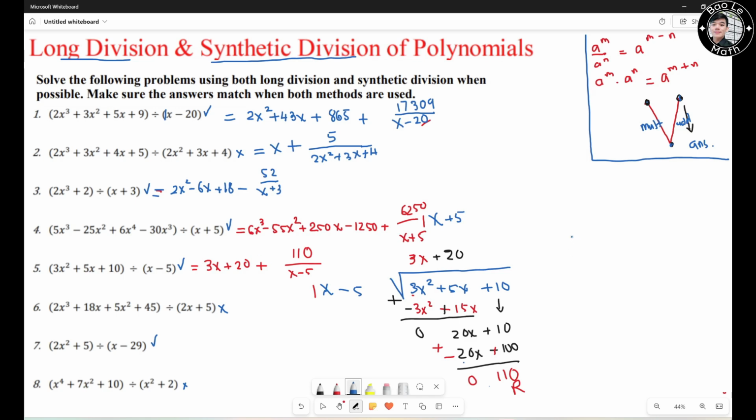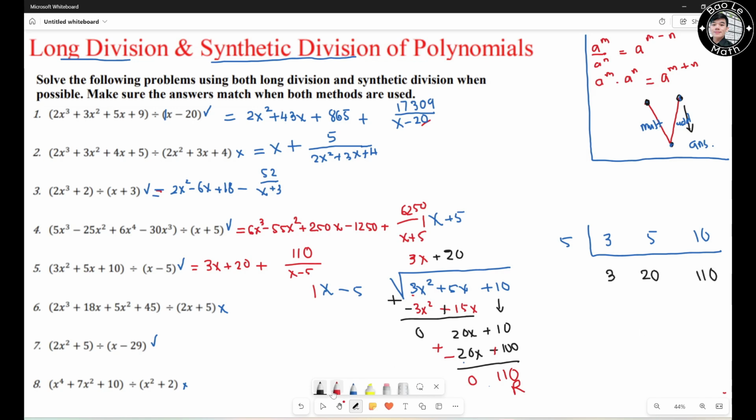Now we can do the synthetic division. So we just rewrite this one: 3, 5, 10. And then you change the sign of this one, it turns out to be 5. Now bring the first coefficient down. 5 times 3 is going to be 15. 15 plus 5 is going to be 20. 5 times 20 is going to be 100. 100 plus 10 is going to be 110.